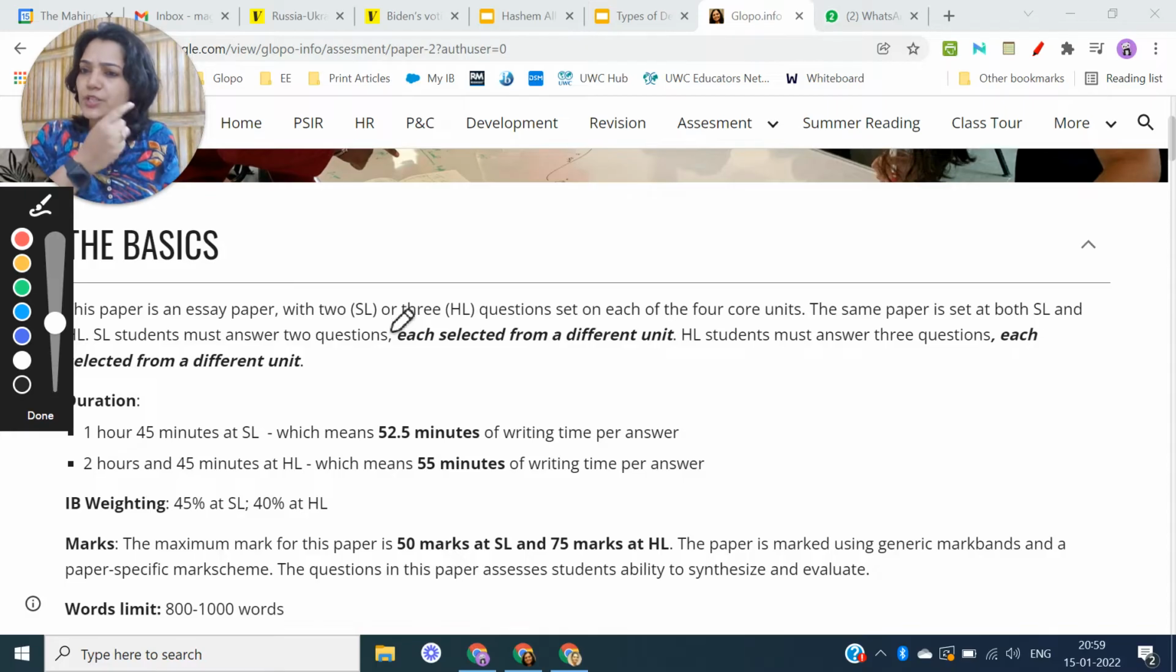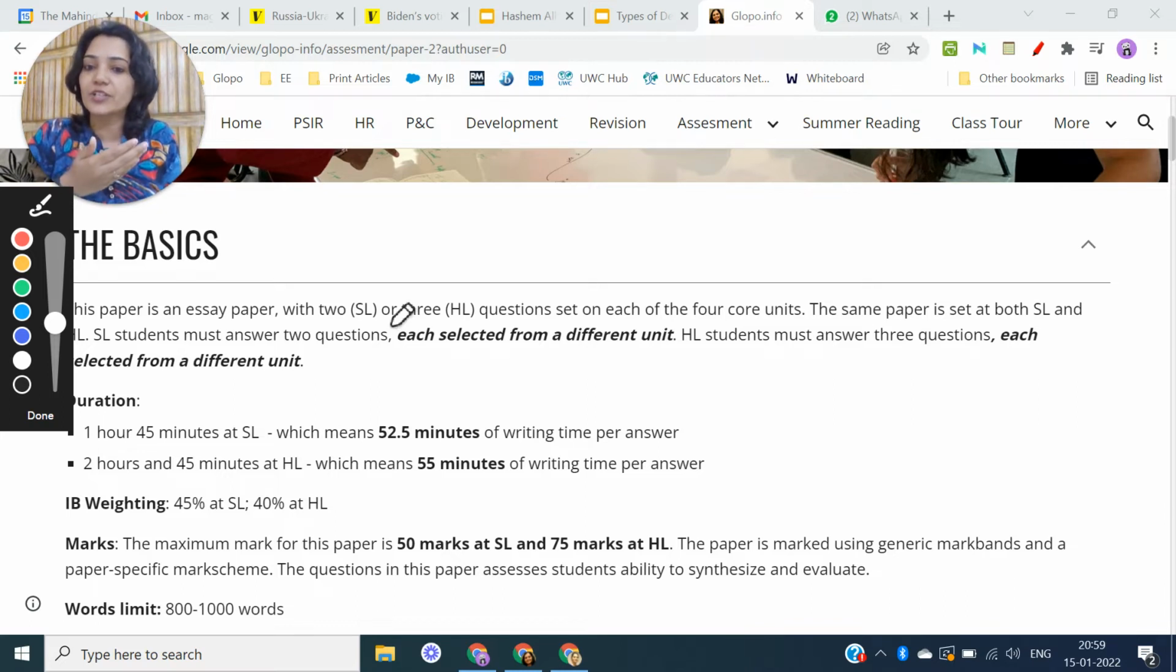Can you pick up 2 questions from the same unit? In case I feel that I'm good at the human rights unit and I want to pick up 2 answers, I'm an HL student, I want to pick up 2 questions from human rights and 1 question from PSIR, right? Can I do that? No, I can't do that. So that means I have to pick up 1 question from each unit. This is applicable to SL and HL.